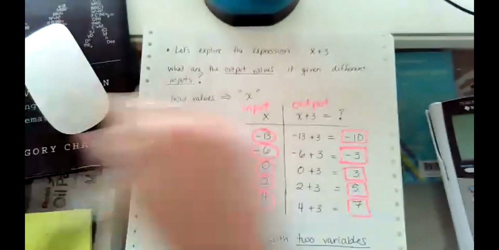What has happened? Oh, I see what happened. Let's see. Document camera. Interesting. Sorry for the technical difficulty. There we go.